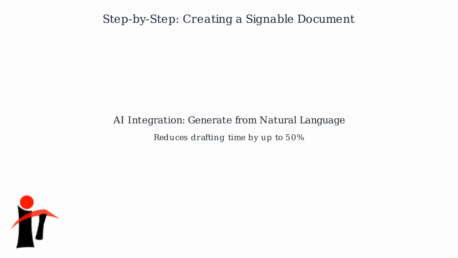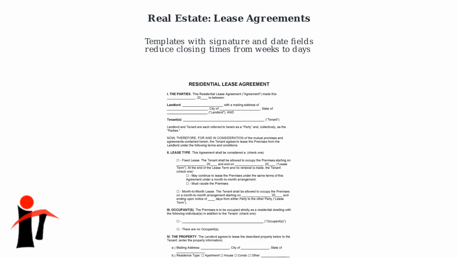With recent AI integrations, you can generate contracts from natural language prompts, reducing manual drafting time by up to 50% for common agreements. A real estate firm uses DocuSign templates for lease agreements, incorporating signature fields and date fields to streamline the process. This reduces closing times from weeks to days by allowing remote signing and automatic notifications.